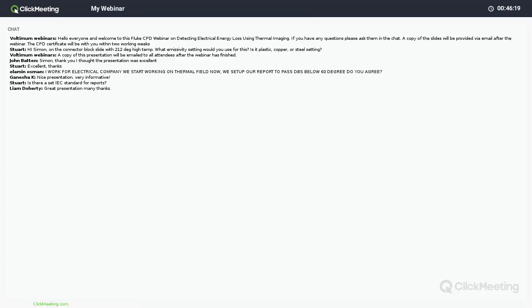Stuart's just asked another question. Is there a set standard for reports, an IEC standard? No, there is not. I know there are various groups looking at thermography going forward. We've already seen some changes with 18th edition where there's no requirements, but there's recommendations, and with various trade bodies, they're introducing thermography into 18th edition at the moment. When you get the Fluke software, you get a number of templates to actually generate reports, 5 in fact, and you can modify them for your own needs as well.